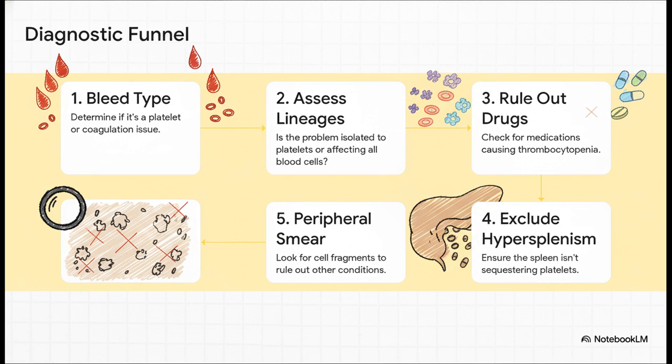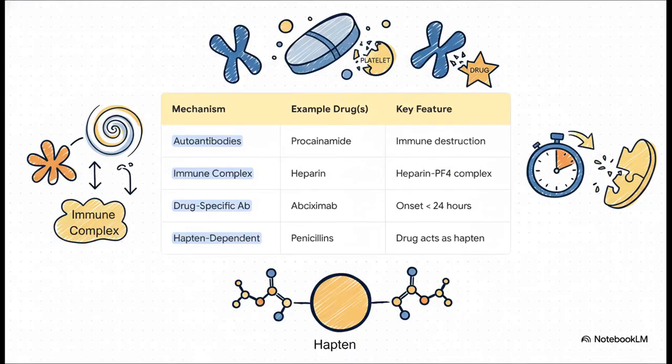So step 2, is this an isolated platelet problem, a single lineage issue? Or are the red and white cells also low, suggesting a bigger trilineage problem in the bone marrow? In our case, it's single lineage. So now we can move on to 3 critical exclusionary steps to really pinpoint the cause. Let's just zoom in on step 3 for a second, ruling out drugs.